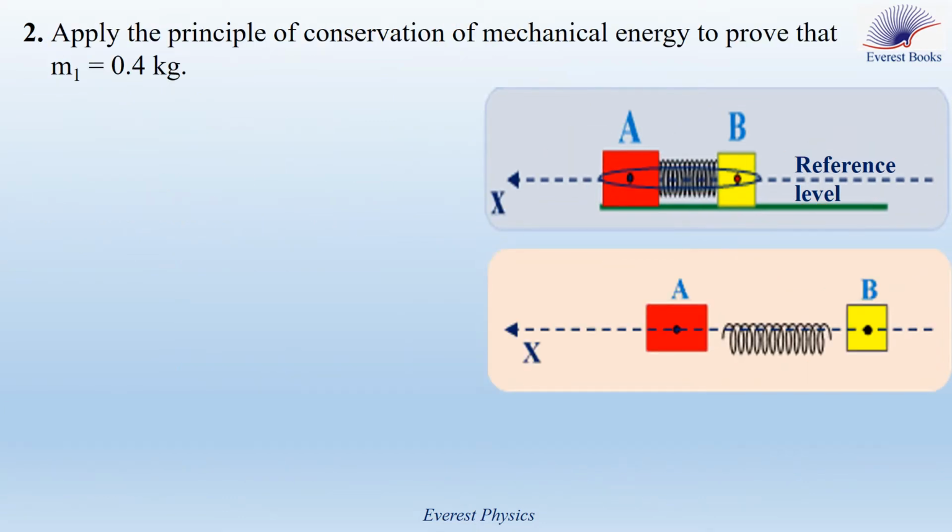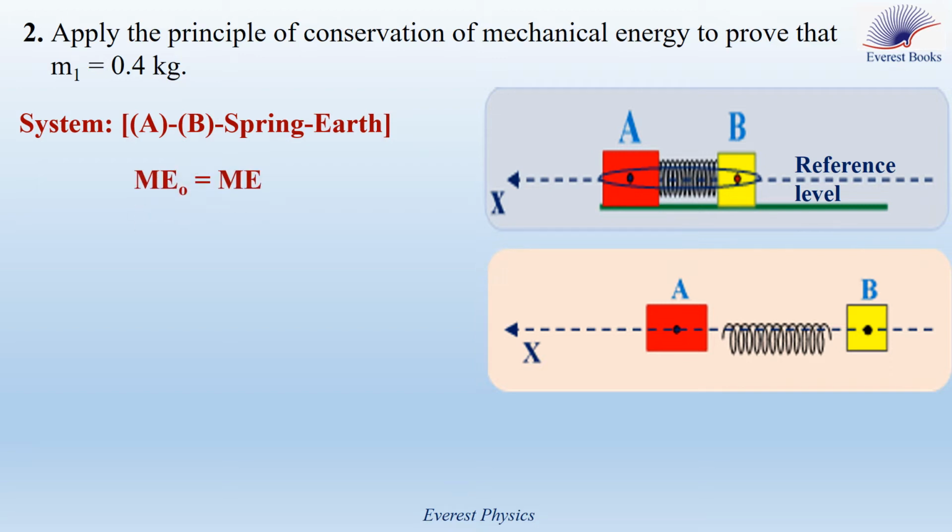Now, part 2. Apply the principle of conservation of mechanical energy to prove that m1 is equal to 0.4 kilograms. Our system is the two blocks A and B, the spring, and the earth. Now let's apply the principle of conservation of mechanical energy between the initial instant and the instant of ejecting the two blocks. This is going to be GPE0 plus KE0 plus EPE0 is equal to GPE plus KE plus EPE.